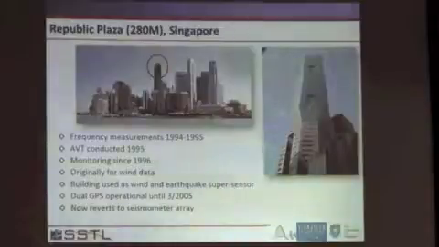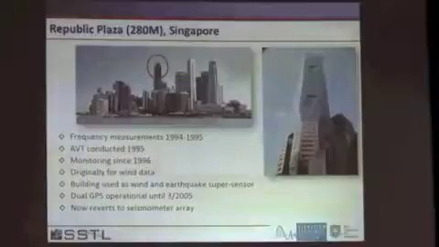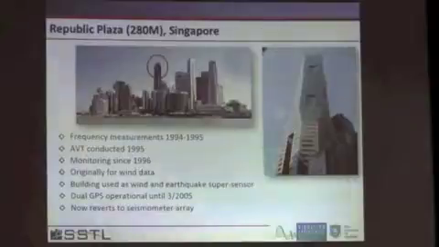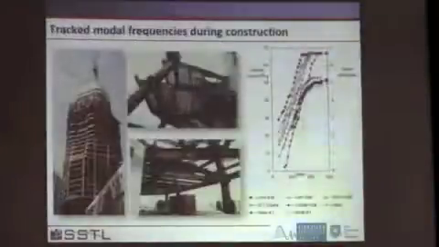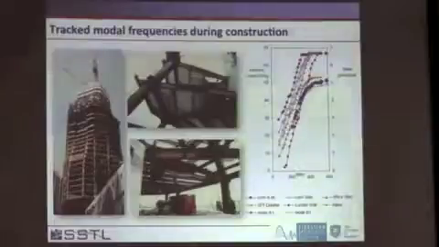They originally focused on wind data, but then they moved to this building being a super sensor for earthquake monitoring, when the building was much more sensitive than any instruments. Had dual GPS until 2005, and now it reverts to like a seismometer array. So this is an example where this building was being monitored during the construction process.